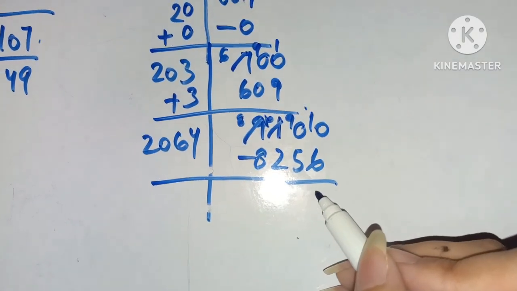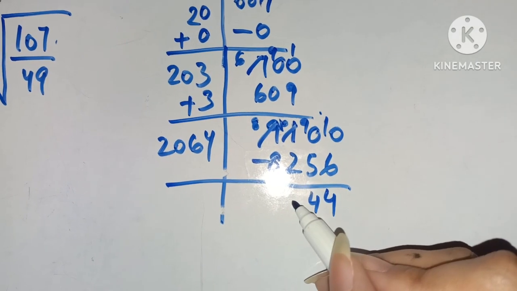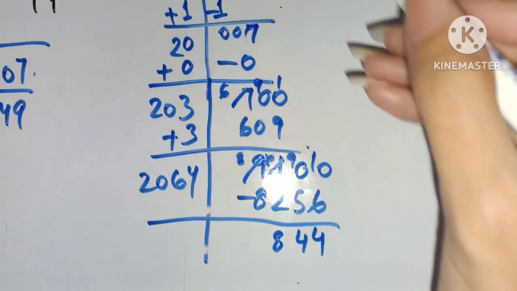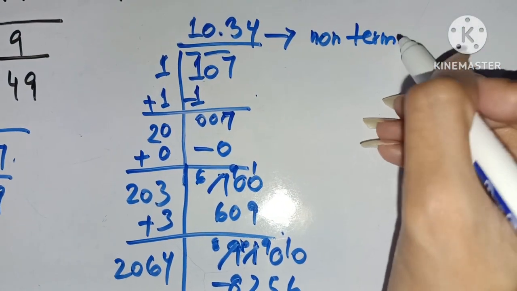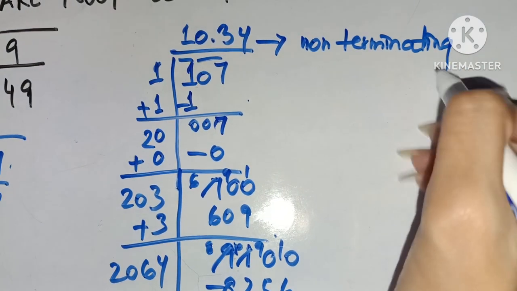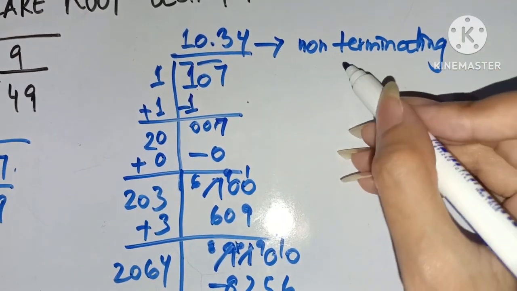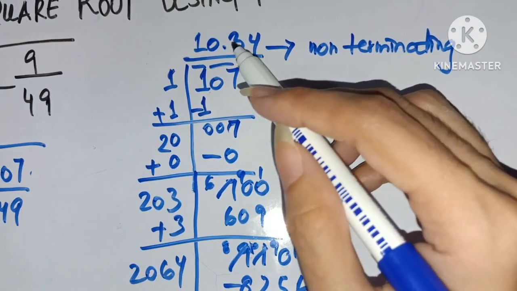Ten minus 6 is going to be 4. 9 minus 5 is 4, and 10 minus 2 will be 8. So it is a non-terminating decimal, meaning this decimal will continue till the very end and will not stop. So we will just take up to 2 decimal places: 10.34.